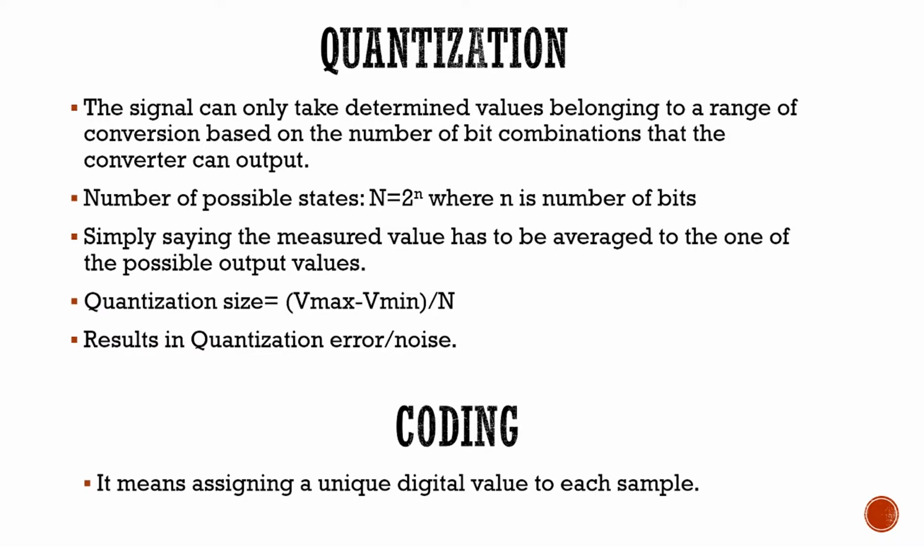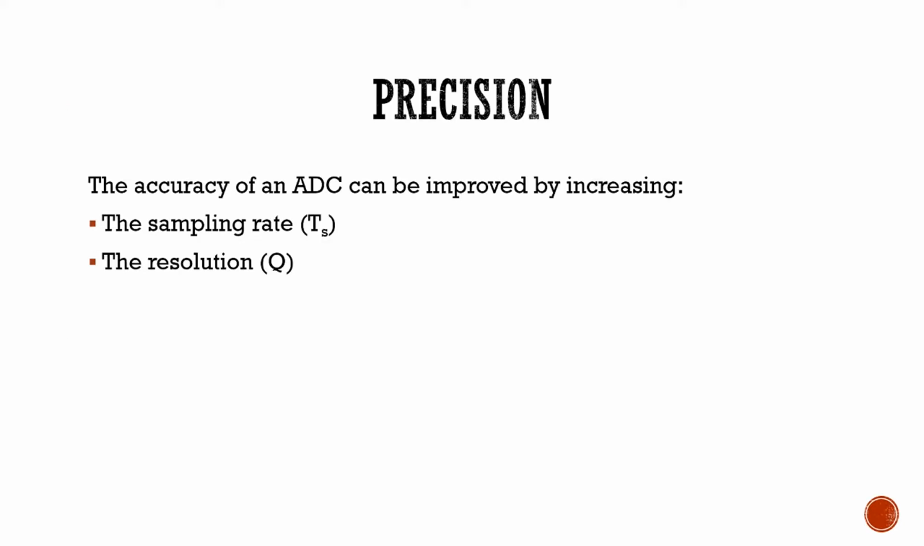Next process is coding. It simply means assigning a digital value to each sample. Now, the precision of ADC can be improved by either increasing the sampling rate or the resolution. What this means is, when we increase the sampling rate, we are taking more samples per second, which increases the accuracy. When we increase the resolution, we are increasing the number of states that the output of ADC can take, hence again increasing the accuracy.